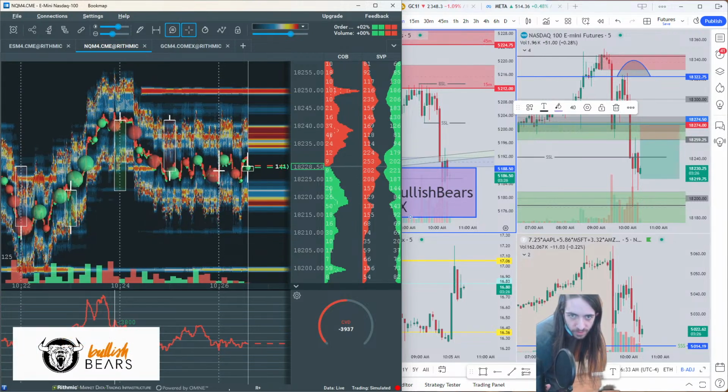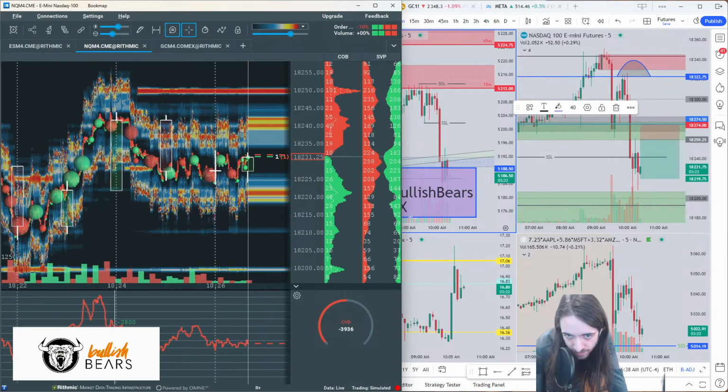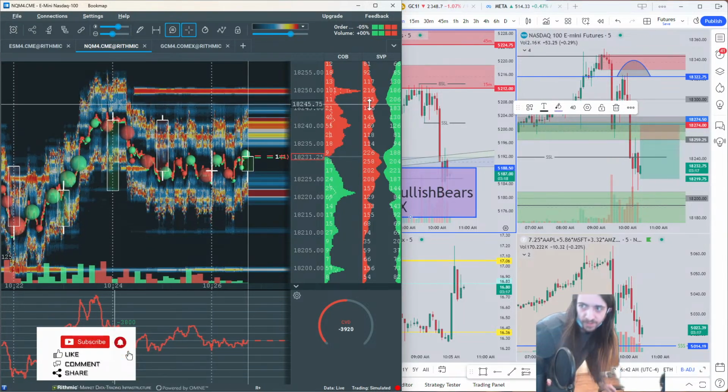Careful with these shorts. I would look for a potential short here if we break below that 18220, or if Bookmap pulls these orders right here. So I'll be right back, guys.